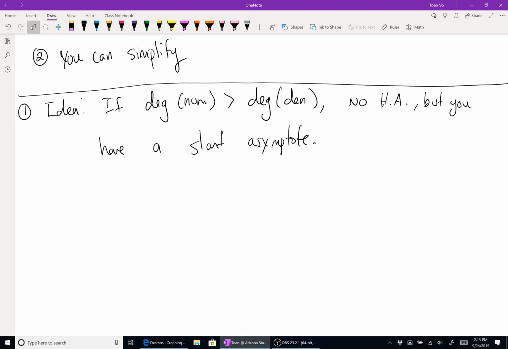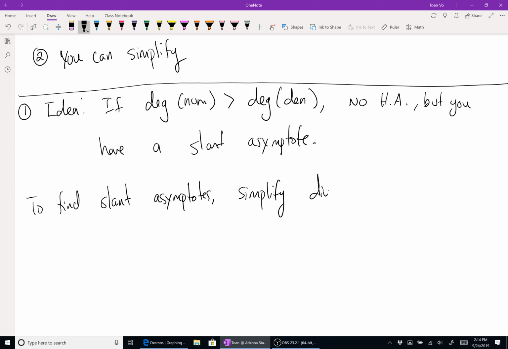Again, slant asymptotes only exist when the degree in the numerator is bigger than the degree in the denominator. So technically, we have an improper fraction. That's like saying you have 9/2, right? Bigger number on top. Improper fractions, you can always divide. So that's the idea. To find slant asymptotes, simply divide and keep the quotient without the remainder.